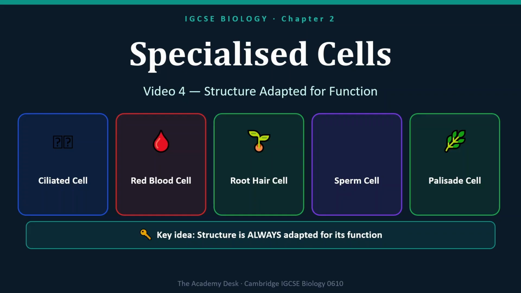Think about it. The cell that carries oxygen in your blood does not look like the cell that lines your airways, and the cell that absorbs water from the soil looks completely different from the cell that carries out photosynthesis in a leaf. This is because each cell has a structure that is perfectly adapted for its particular function. These are called specialized cells.